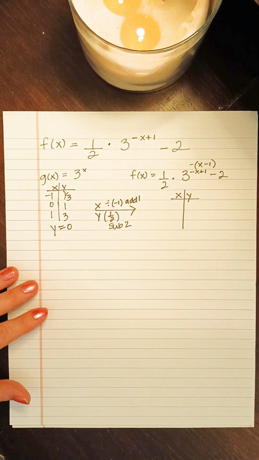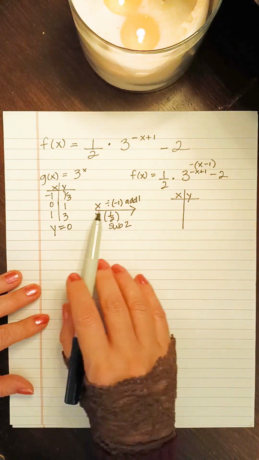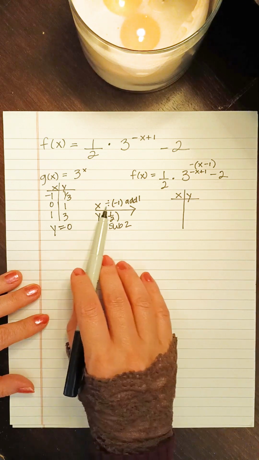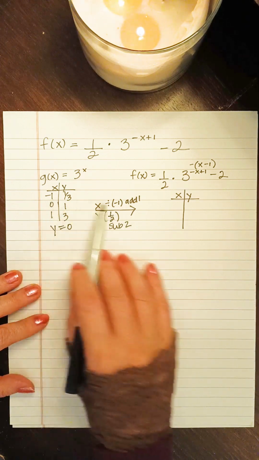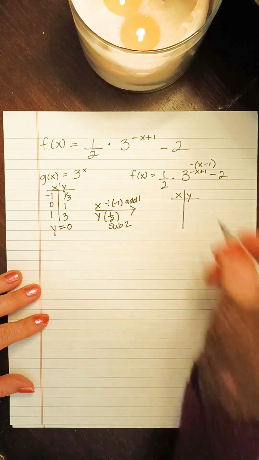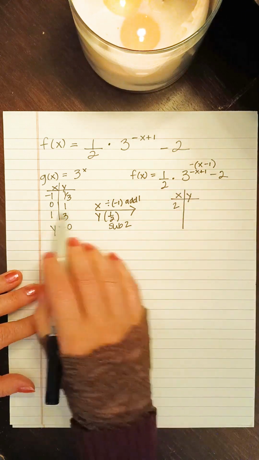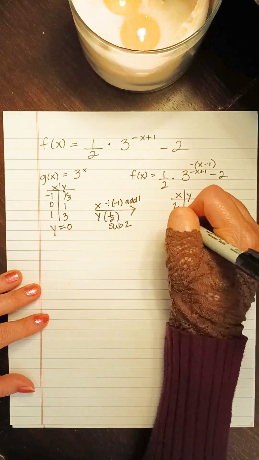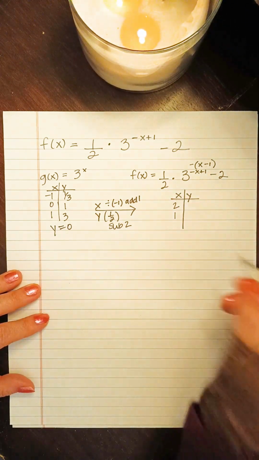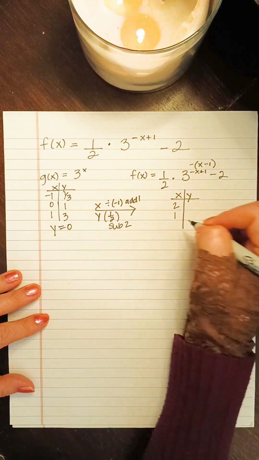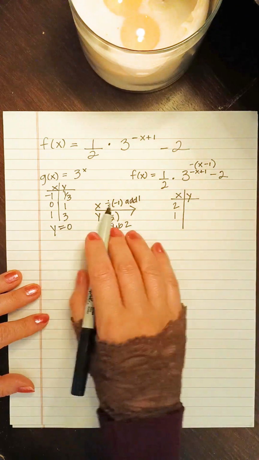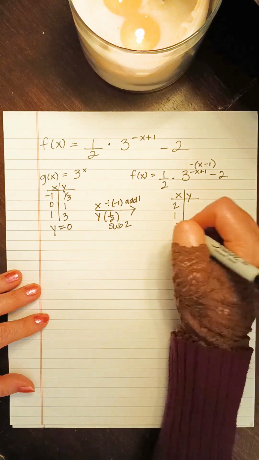We'll do this to the x and y values, including the asymptote, to get our new points. Okay, so to the x's, I'm going to divide by -1, then add 1. So -1 divided by -1 is 1. 1 plus 1 is 2. 0 divided by -1 is 0, plus 1 is 1. 1 divided by -1 is -1, plus 1 is 0.